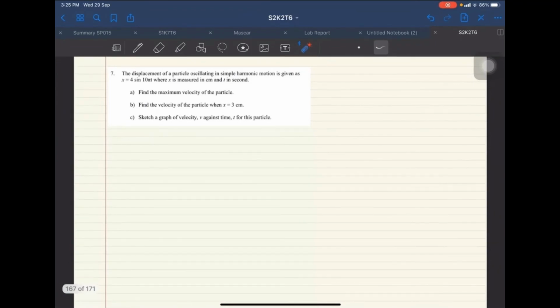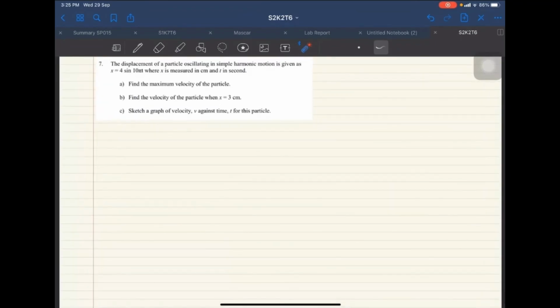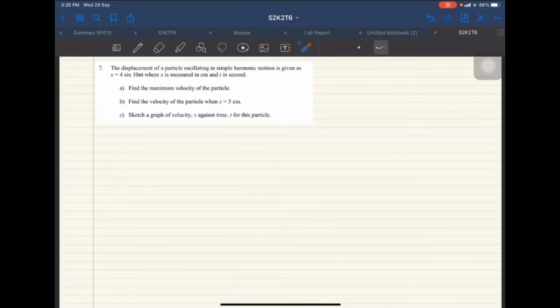Question number 7. The displacement of a particle oscillating in simple harmonic motion is given as x equals to, okay, so this is the equation. Find the maximum velocity of the particle. Macam mana tu? Dia kasih x. Okay, they want you to find the maximum velocity. How you want to solve this one? A darab angular velocity. Okay, you can do that. You can use the formula of Vmax.